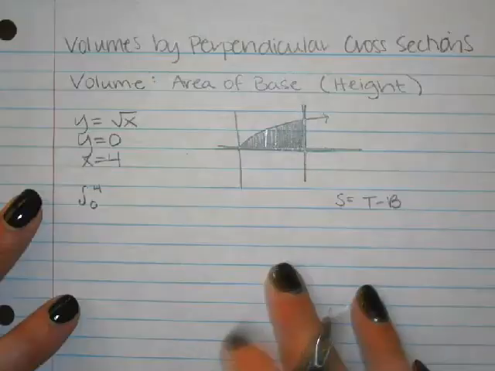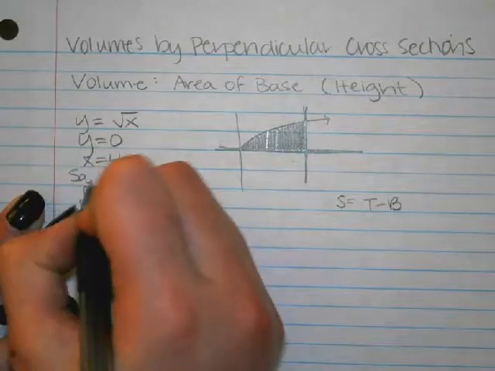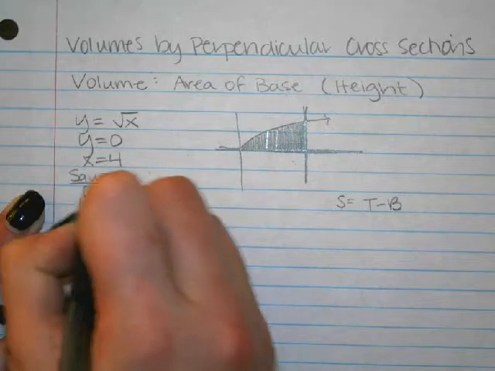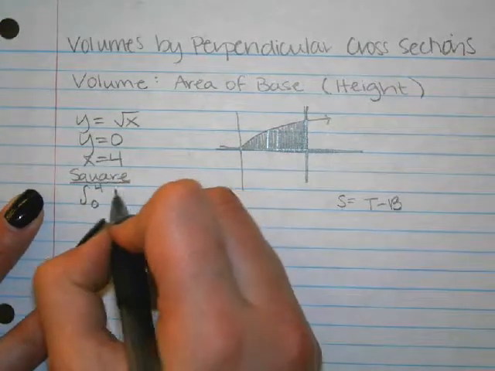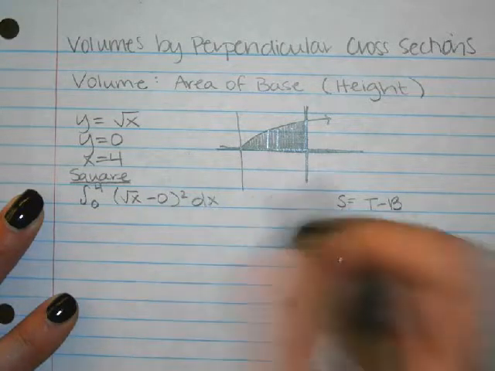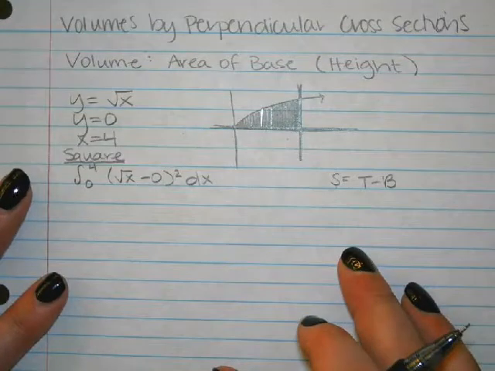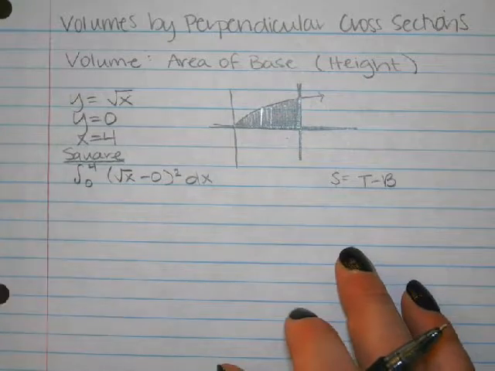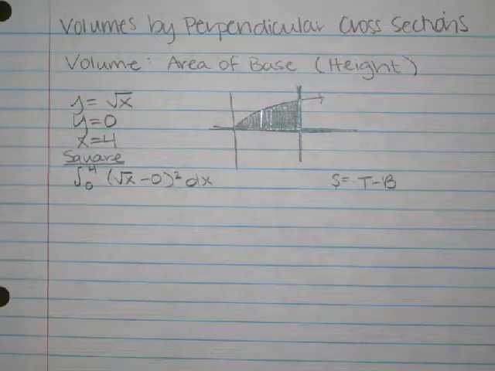Okay, so I'm going to say this with square cross sections because it'll be different for different shapes. With square cross sections, I'm going to say integral of (top minus bottom) squared dx. And that's going to tell me what my volume is. So let's go ahead and type this in our calculators and see what that volume should be.